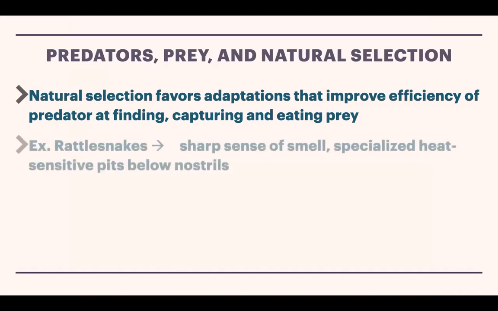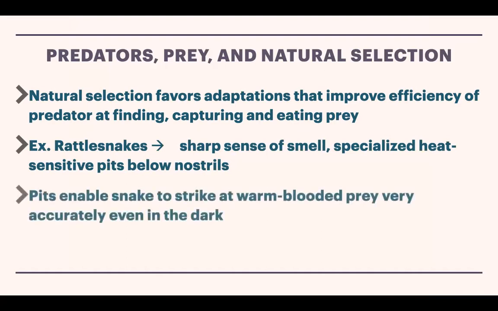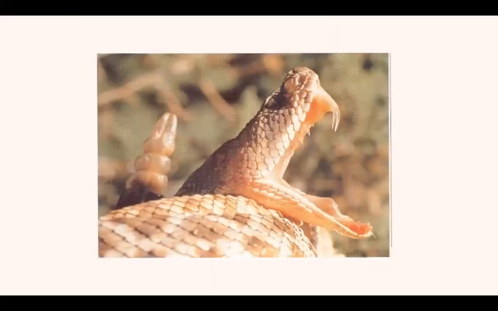So one example that we can look at is a rattlesnake. A rattlesnake has a sharp sense of smell, but they also have these specialized heat pits below their nostrils, and that is going to allow them to hunt even when it's dark out. So based on this picture here, we've got the nostrils, which are there, and these are the heat sensitive pits right there.